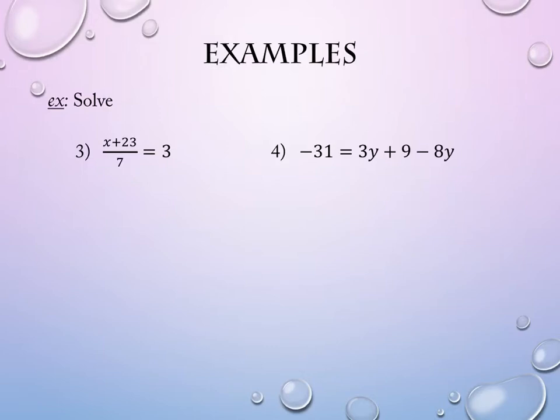Remember we talked about how we're working from the outside in, and while we don't see them there, there is an understood grouping of the numerator altogether. So the piece that's the furthest away is the 7, so we're going to eliminate the 7 first. And you're right, we're going to do that by multiplying by 7. So multiplying and divided by 7 will be inverse operations cancel out, leaving me with x plus 23 on the left. And on the right, I get 21.